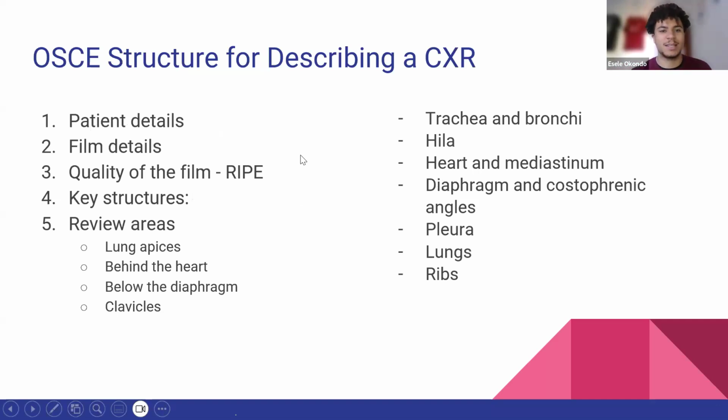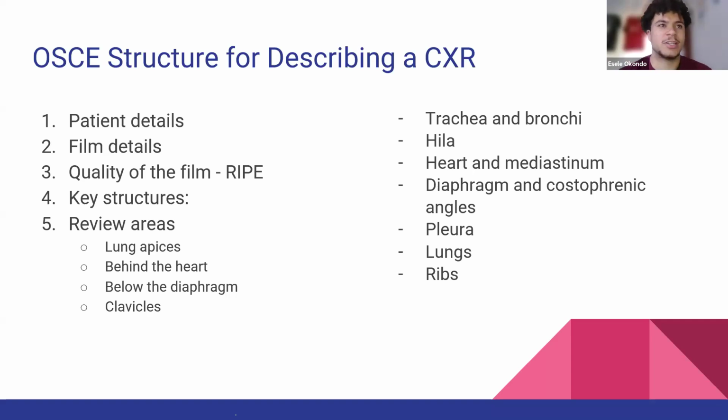So for an OSCE, your structure for describing a chest X-ray, first of all, patient details. Second of all, film details. Is it PA? Is it AP? What's the patient's name? When was the X-ray taken? Like you guys have mentioned, RIPE. So you check your rotation, inspiration, penetration, exposure, all your technical aspects, just so you know that this is a proper chest X-ray. It's well done because over the years you'll see some pretty bad chest X-rays.